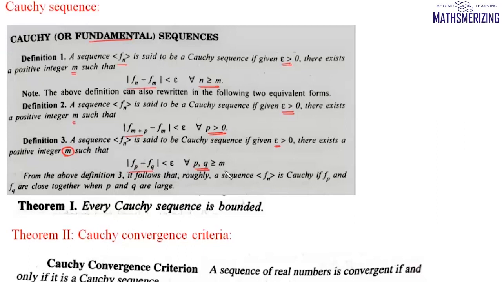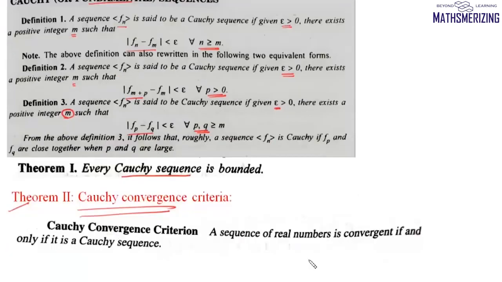Now there are two theorems on Cauchy sequences that we need to know. The first theorem is: every Cauchy sequence is a bounded sequence. The second theorem is Cauchy's convergence criterion, and we are more interested in this. It says a sequence of real numbers is convergent if and only if it is a Cauchy sequence. So every Cauchy sequence is a convergent sequence and vice versa. Now let us take an example.